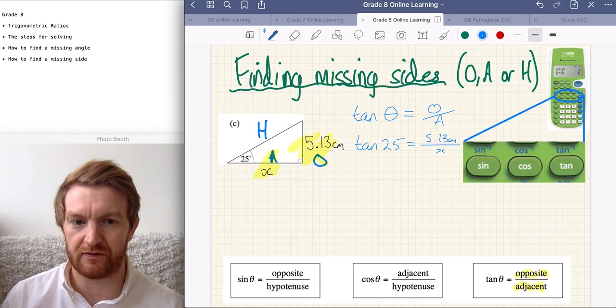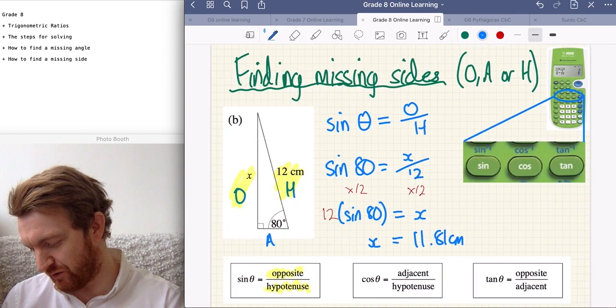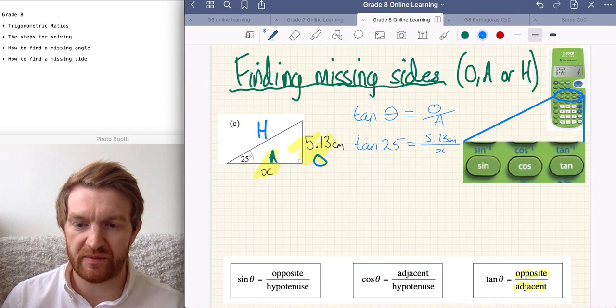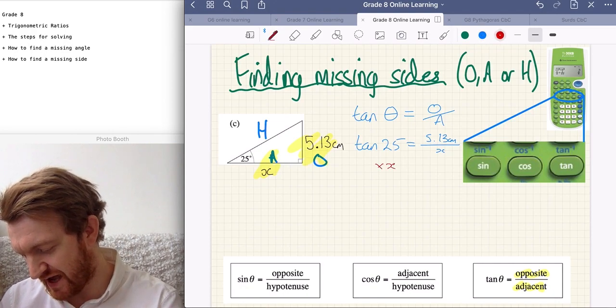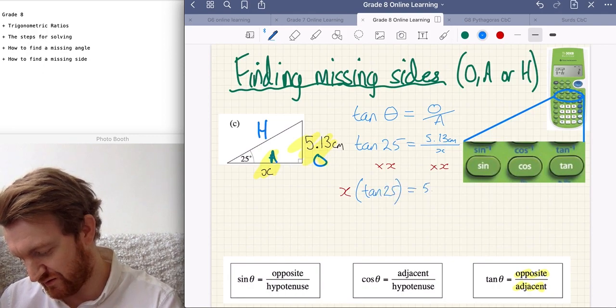Oof, so now we've got a bit of an issue. Now we've got x on the bottom of that instead of before where it was on the top. So that means we're going to have to do something slightly different when we rearrange. Well, what we could do is multiply both sides by x to bring that out. So we'd have x times tan 25 is equal to 5.13. Then we could divide both sides by tan 25.